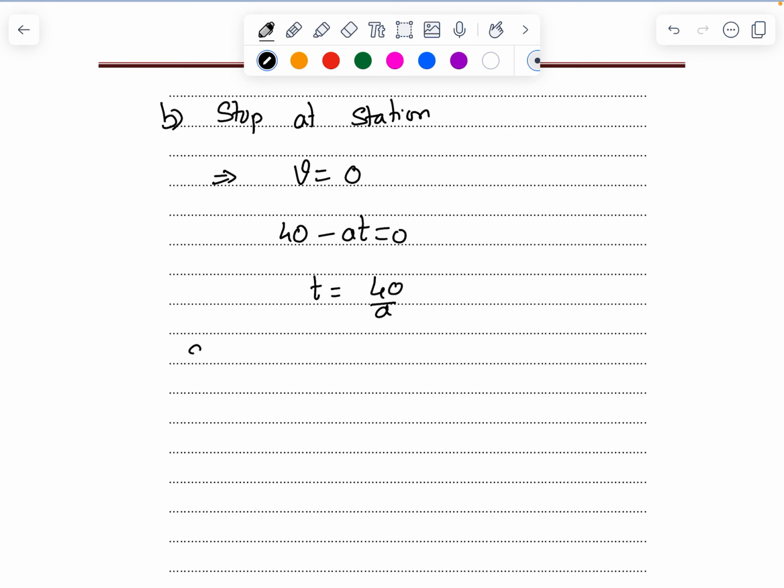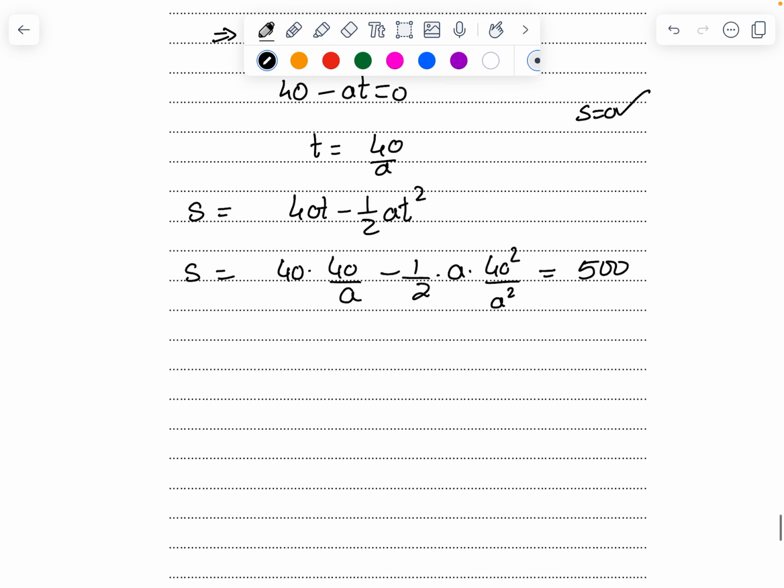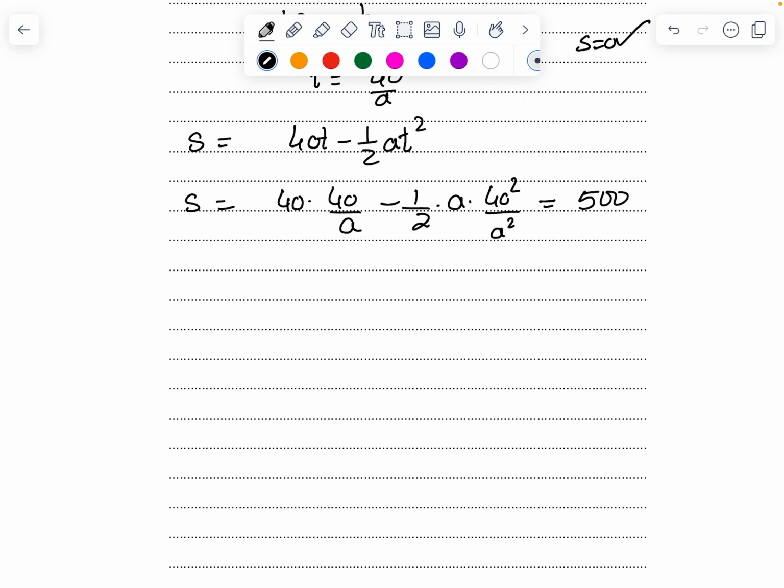Now we know the formula for the distance. What was the formula for the distance? It was 40t - half a t square. When s equals 0, that was a condition, so I use that condition. So s equals 40 times t, which is 40 upon a, minus half times a times 40 square upon a square. But the distance is nothing but 500, because it is at a distance of 500 from the station.